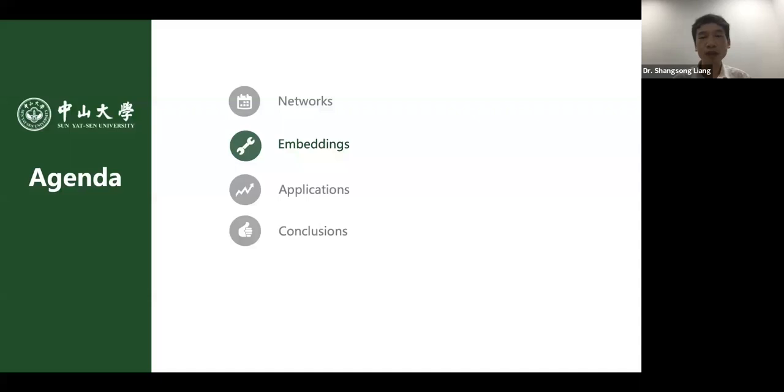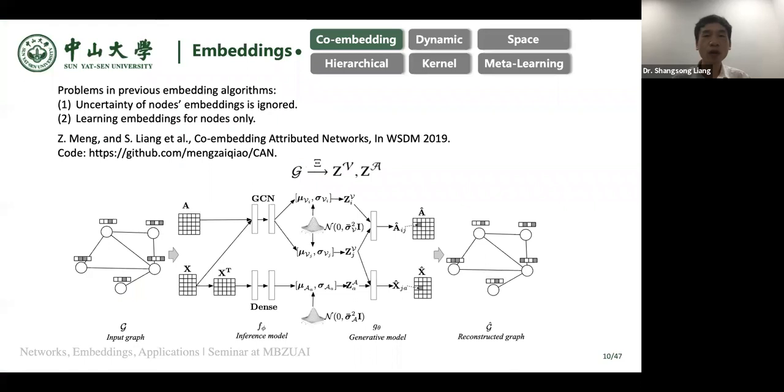the graph embedding algorithms. In our lab, we propose a number of graph embedding algorithms. Now I would like to introduce them to all of you. In the past few years, graph neural network algorithms mainly focused on inferring one category of entities only in the network. So we have a paper accepted by WSDM 2019. That paper tried to do it differently.